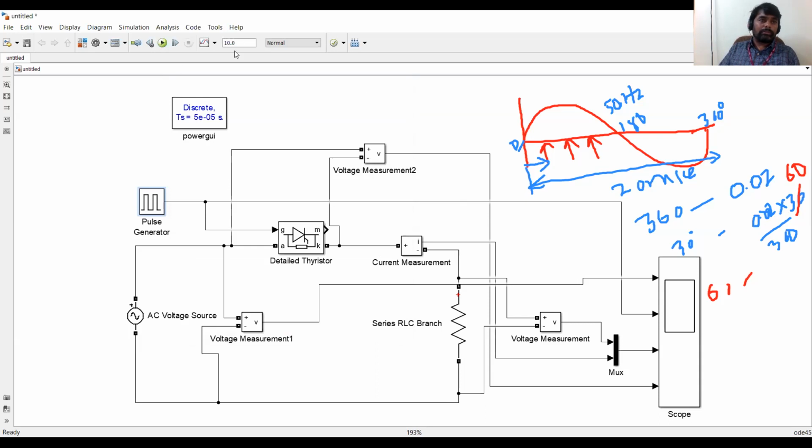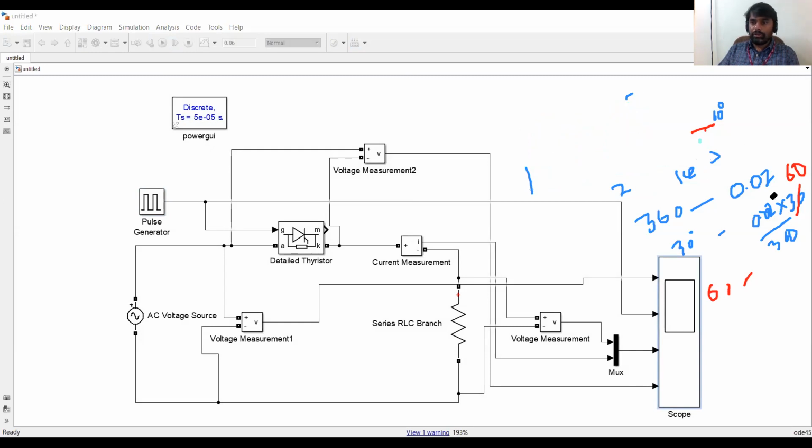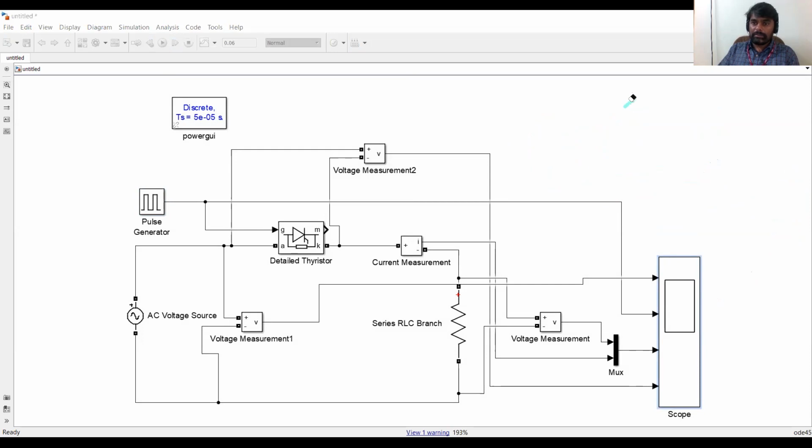Now if I want to run this model for 3 cycles, 1 cycle takes 20 milliseconds, so 3 cycles, 20 into 3, will be 60 milliseconds. So I want to run for 60 milliseconds, so 0.06. If I click on run, then I can run this model and I can see the scope. Let me show you all these results in the scope which I have shown you in the Word document, which is the expected waveform. Now we have to get these simulated waveforms same as the expected waveforms, right?